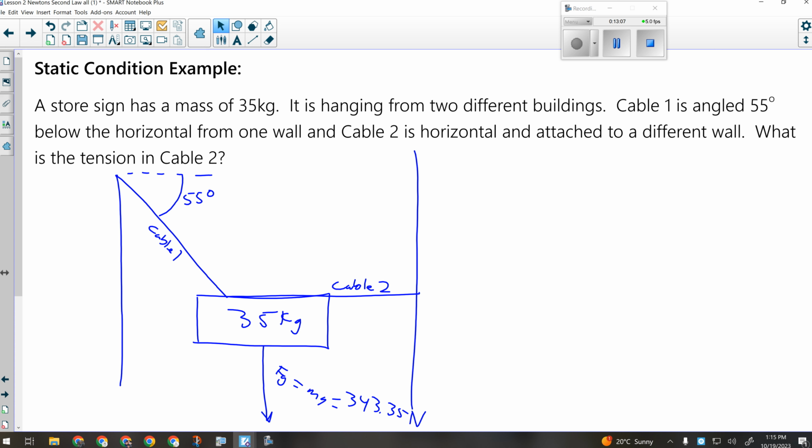Would you agree? Which cable can provide that, 1 or 2? Because there's one of those cables that cannot act against that force. Has to be cable 1. Why can cable 2 not help resist gravity? Because it's horizontal. It has no component acting vertically. Therefore, it cannot oppose a vertical force. What is cable 2 doing?